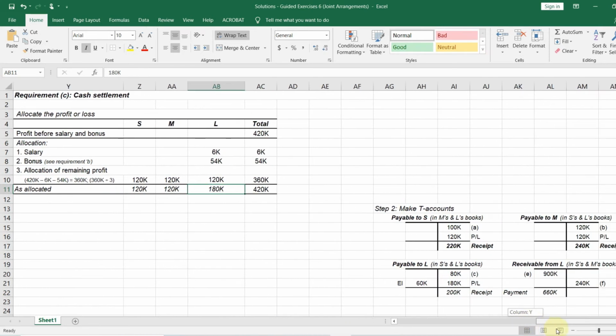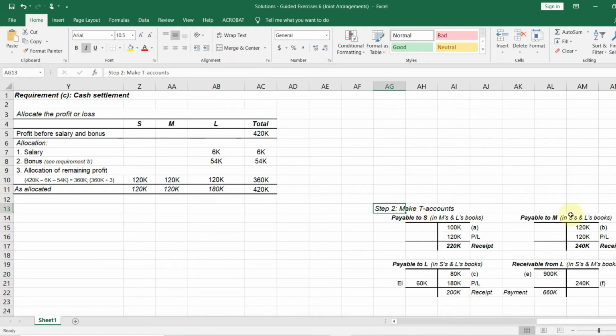It doesn't mean na hindi naman nagpapakapagod sa S&M, pero contributory kasi si L and his way of managing sa success of the joint operation. Okay? Anyway, now we go to cash settlement na. So, magkano yung ibabalik sa mga operators. Okay? So, we do the T accounts.